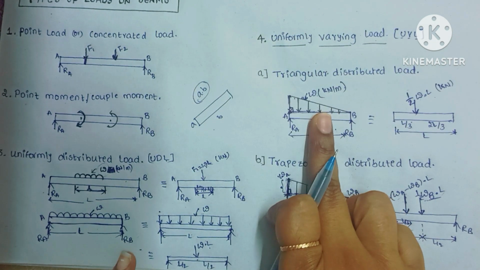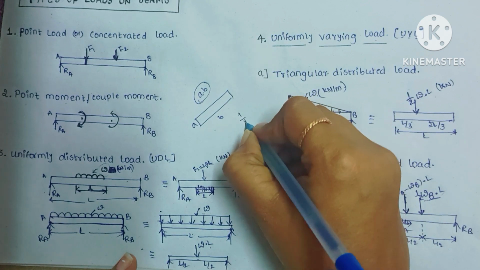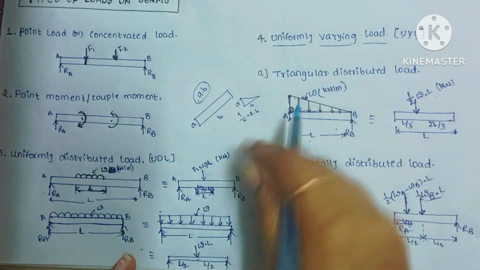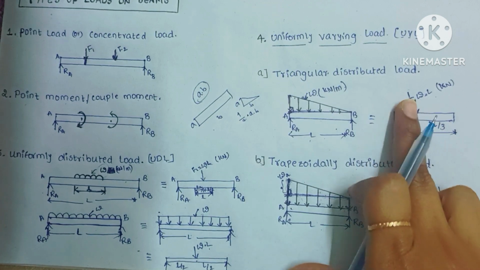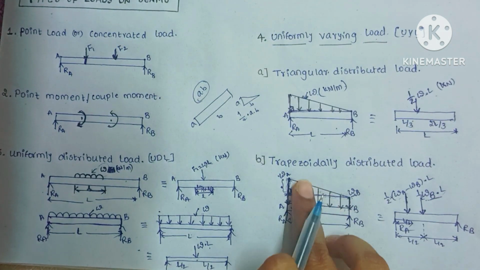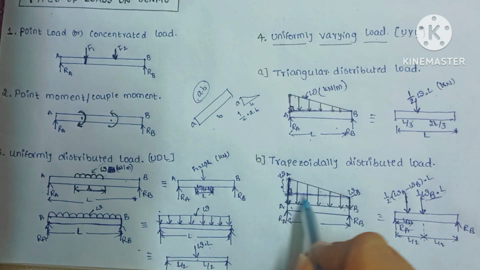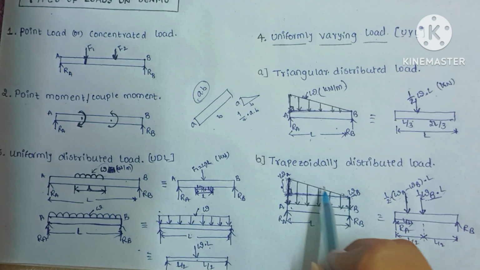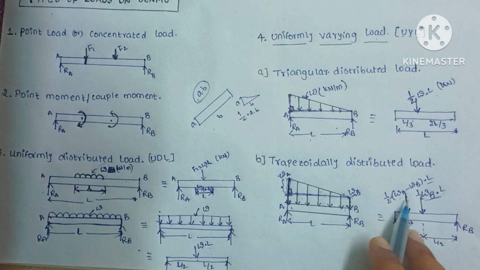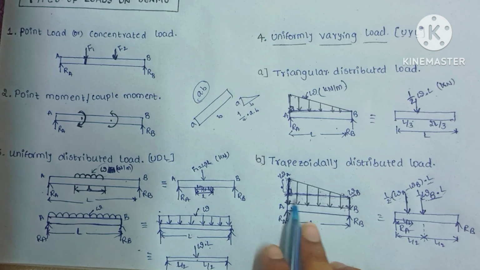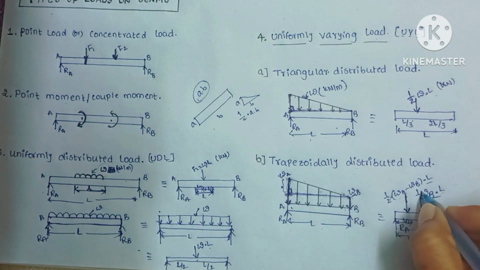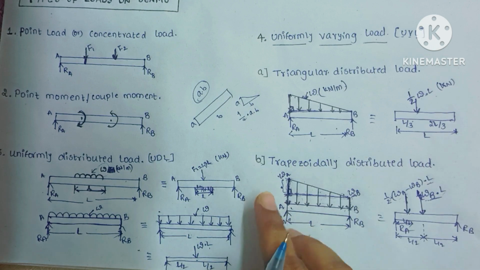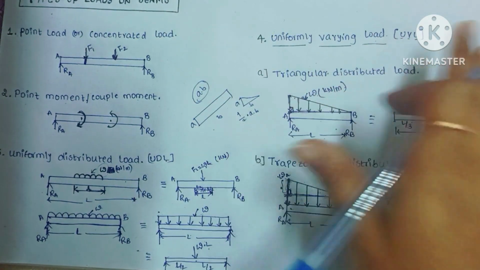Okay, and similarly for a right angle triangular load, if we take this side as A and this one as B, then the area is half into AB. So in this way we have to write half into omega into L. Similarly for the trapezoidally distributed load, it is the same as for the triangle, half into this area, where omega A minus omega B is nothing but the height and this length is nothing but the base. In this way we convert for a right angle triangle. For the uniformly distributed load, it is omega B into L itself. In this way we have to convert the uniformly distributed load or uniformly varying load into a point load.